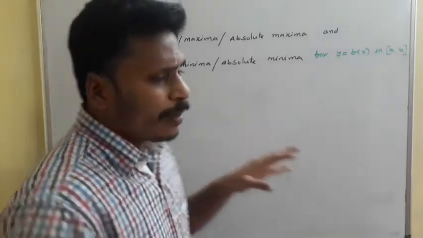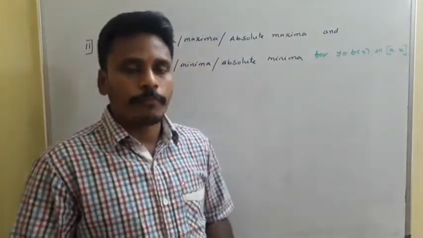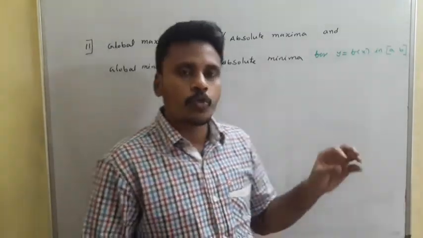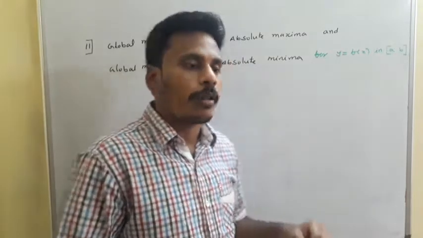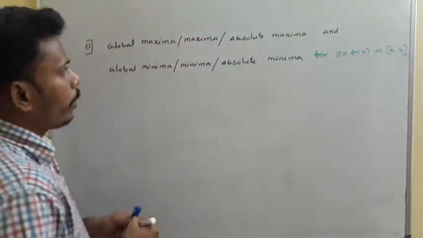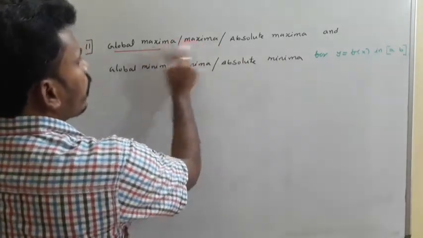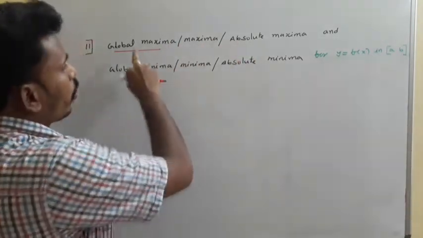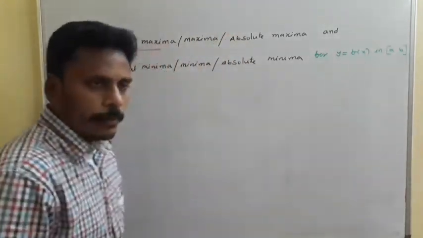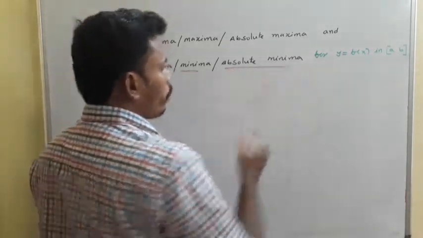We already learnt about local maxima and local minima. We learnt different procedures: first derivative test, second derivative test, and nth derivative test to find local maxima and local minima. Now about global maxima and absolute maxima. All these three words represent the same concept. You may call it global maxima or maxima or absolute maxima. In the same way, global minima, minima or absolute minima.